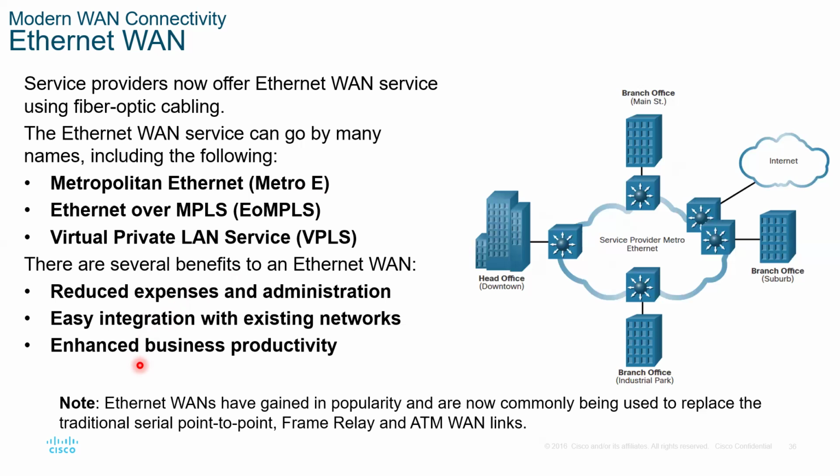And with enhanced business productivity, instead of spending much of your time configuring a network, when you transition from an Ethernet LAN to Ethernet WAN, it is very easy. So less time is used in configuration, more time in productivity. Ethernet WANs have gained in popularity and are now commonly being used to replace the traditional serial point-to-point, frame relay and ATM WAN links. That's Ethernet WAN for you.